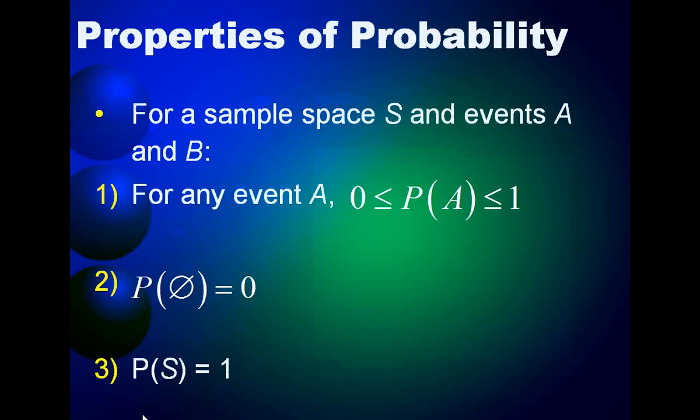Alright, a couple of properties of probability. Your probability is always going to be between 0 and 1. The smaller it is, the less likely it is to occur. So a probability of 0 means that it will never occur. A probability of 1 means it will always occur.